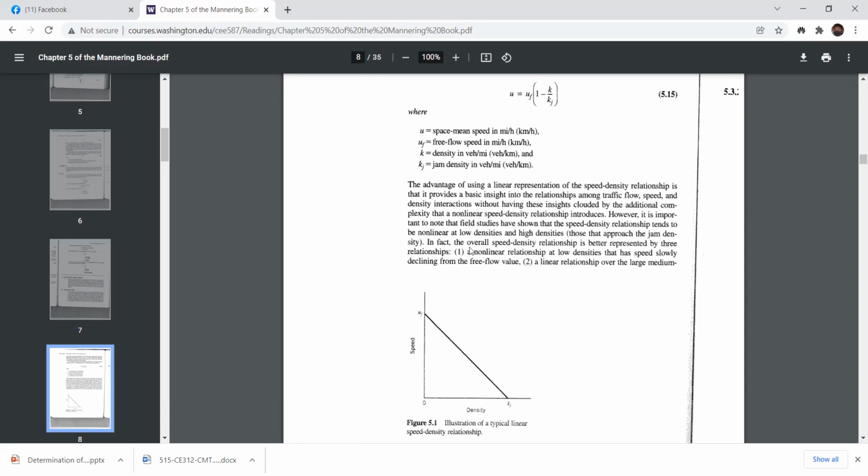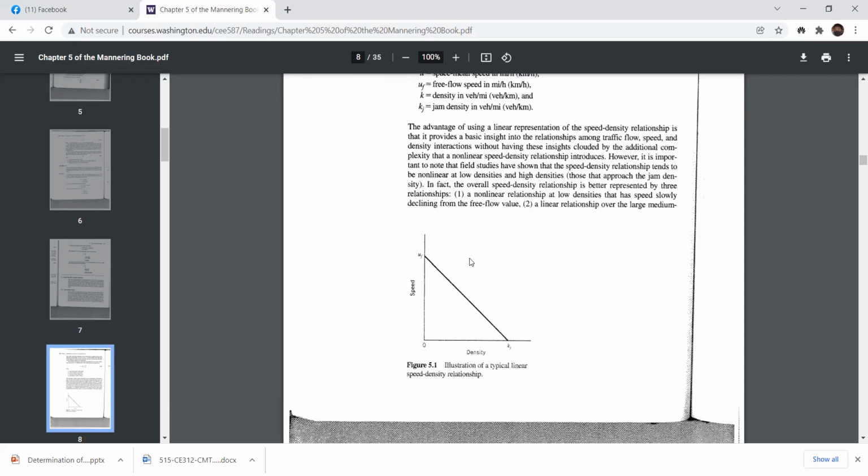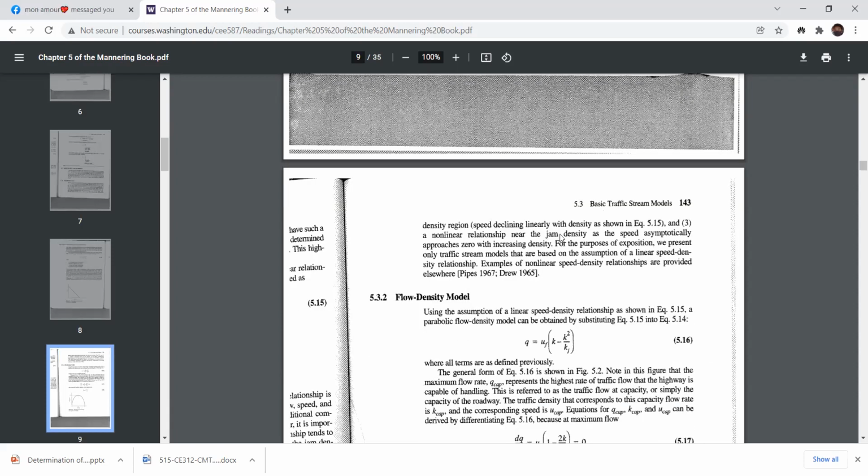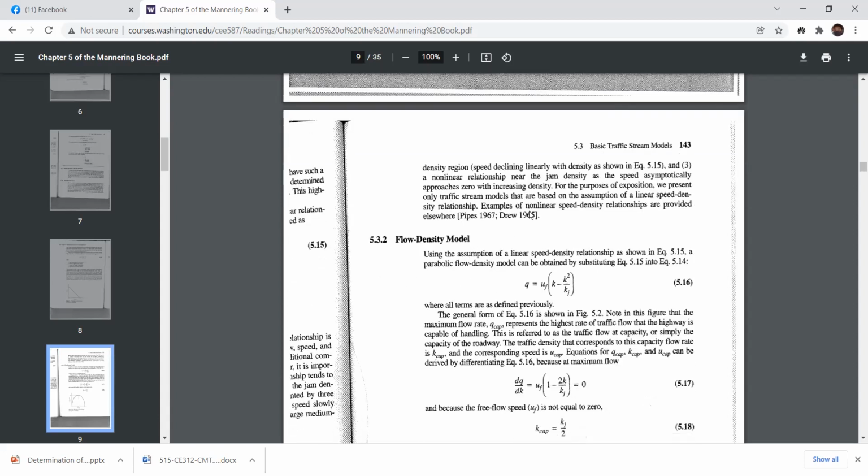In fact, the overall speed density relationship is better represented by three relationships. Number one, a nonlinear relationship at lower densities, with speed slowly declining from the free flow value. Number two, a linear relationship over the large medium density region, with speed declining linearly with density as shown. And number three, a nonlinear relationship near the jam density, as speed asymptotically approaches zero with increasing density.